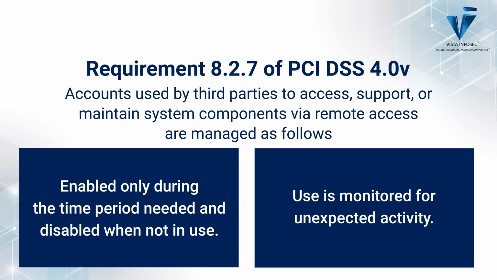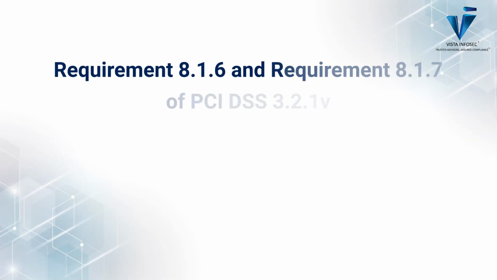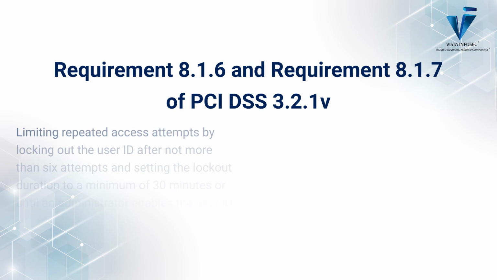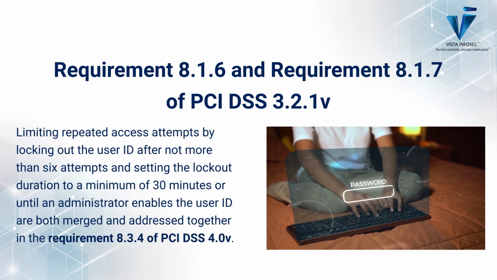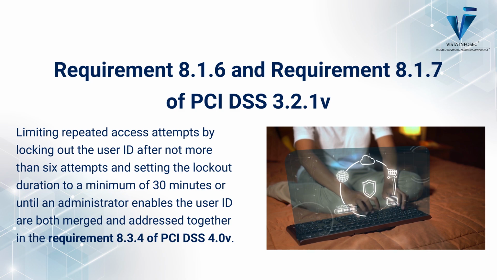Now, coming to the next thing, requirement 8.1.6 and requirement 8.1.7 both speak about limiting repeated access attempts by locking out the user ID after not more than 6 attempts, and setting the lockout duration to a minimum of 30 minutes or until an administrator enables the user ID. Both these requirements, 8.1.6 and 8.1.7, are merged and addressed together in requirement 8.3.4 of PCI 4.